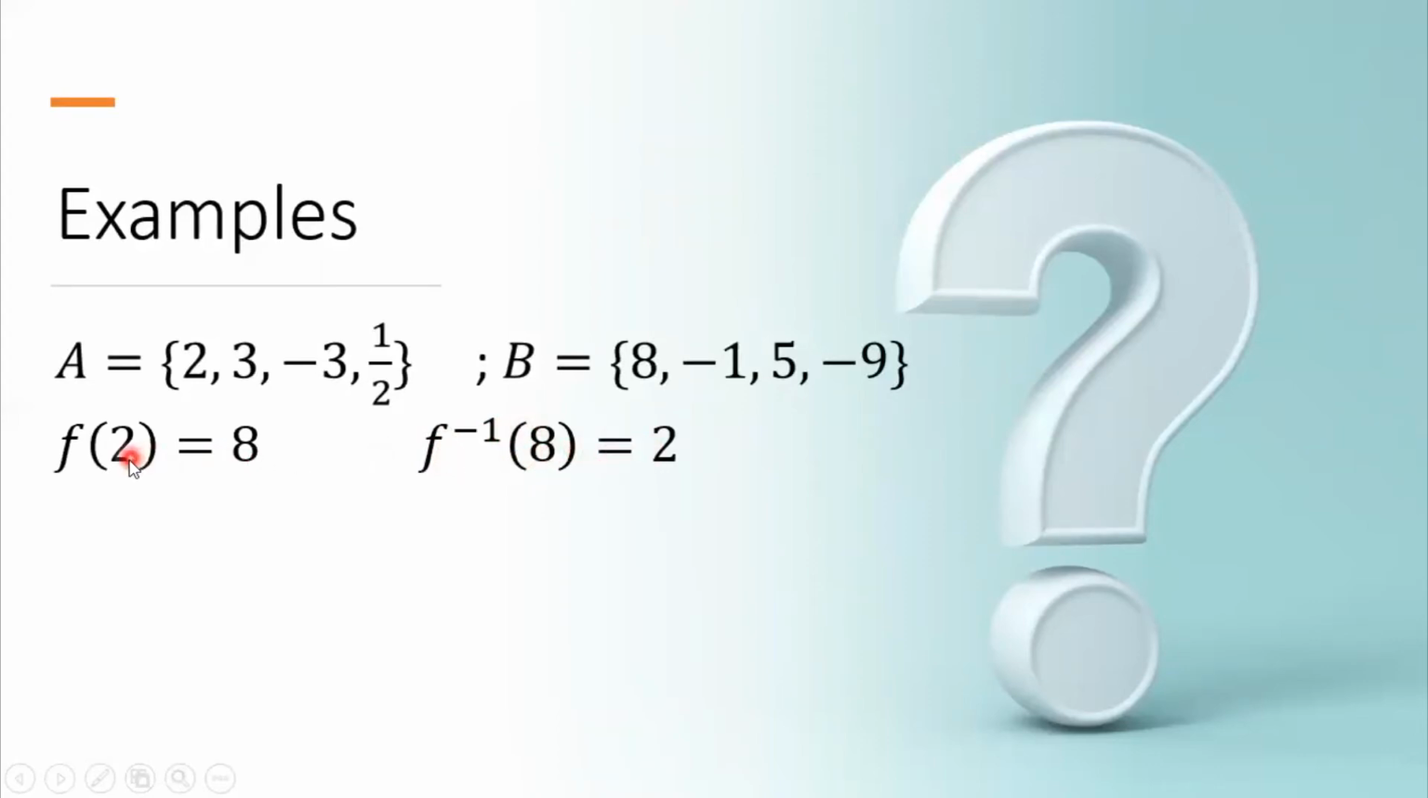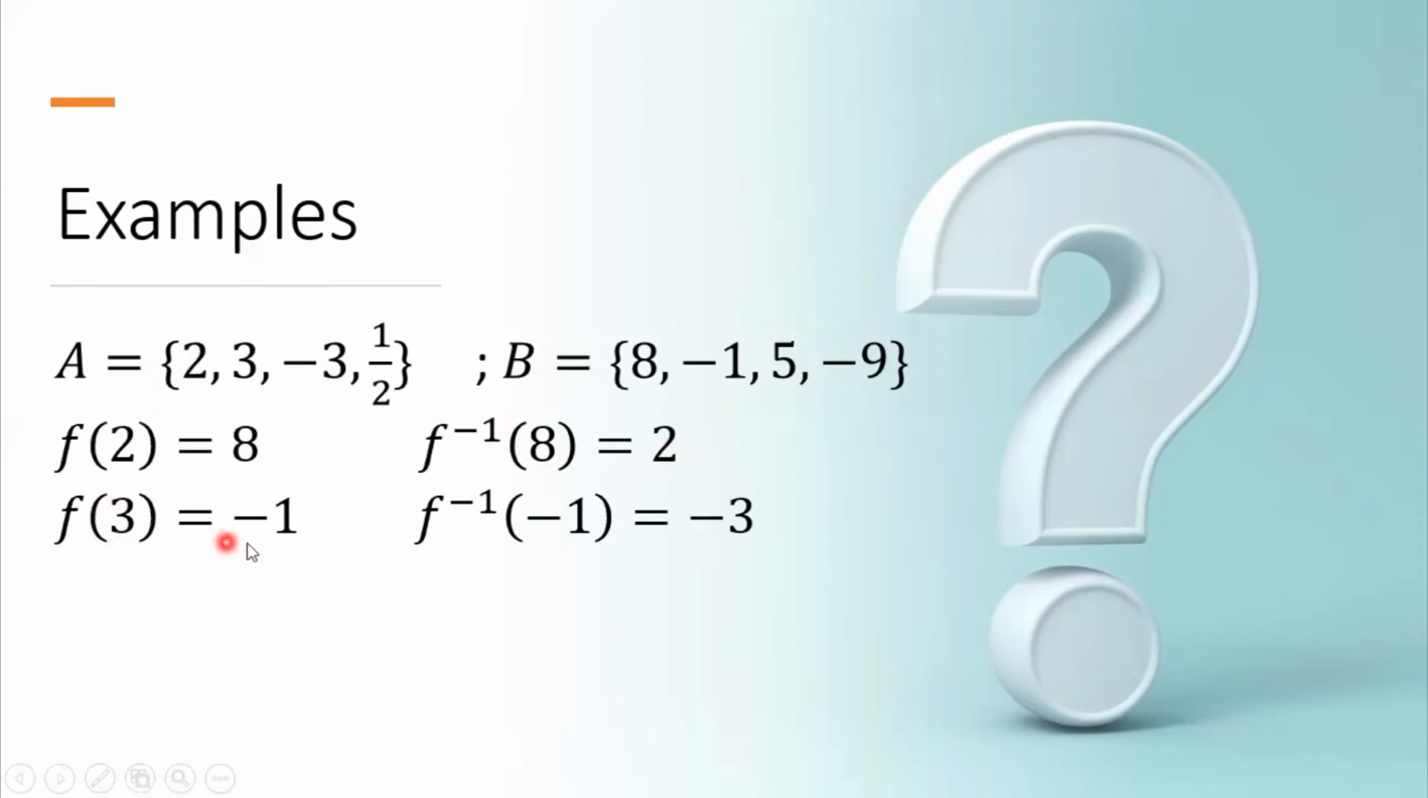Notice 2 is an element in the domain of f, and 8 is an element in the range of f. But in the inverse function, 8, which is an element in the range of f, becomes an input value, meaning an element in the domain of f inverse, and 2, which is an element in the domain of f, is now an element in the range of f inverse.